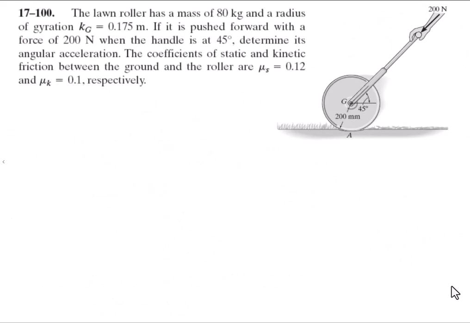Let's do one last problem. This is a lawn roller which has a mass of 80 kilograms and a radius of gyration of 0.175 meters, and it's pushed forward with a force of 200 Newton. When the handle is at 45 degrees, we want to determine the angular acceleration of this wheel or roller, and the coefficients of static and kinetic friction between the ground and the roller are 0.12 and 0.1 respectively.